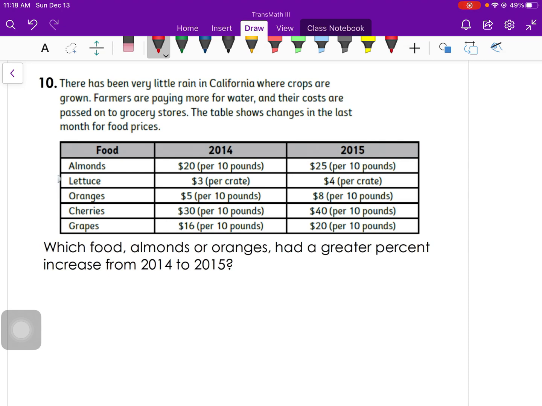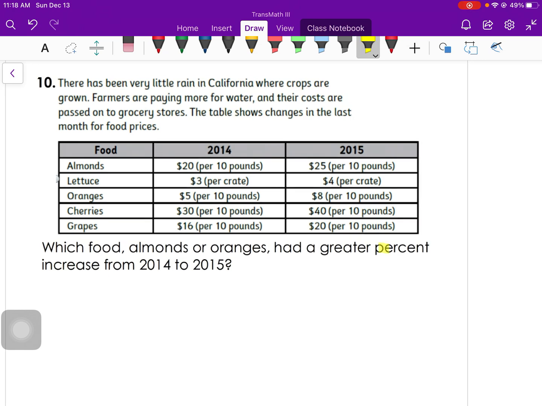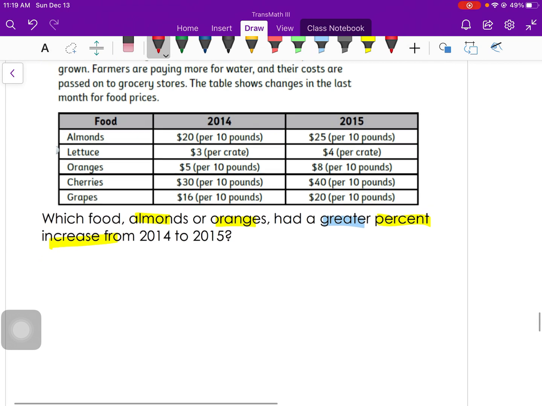So what this is asking us is to find the percent increase of two different things and then compare them. So your answer is not going to be their percent increase was this. You need to say almonds or oranges, whatever it ends up being, had a greater percent increase. So I'm going to start in one spot, and I'm going to make a little note saying I'm solving for almonds. All right. I'm asking for the percent increase, so I'm doing change over original.